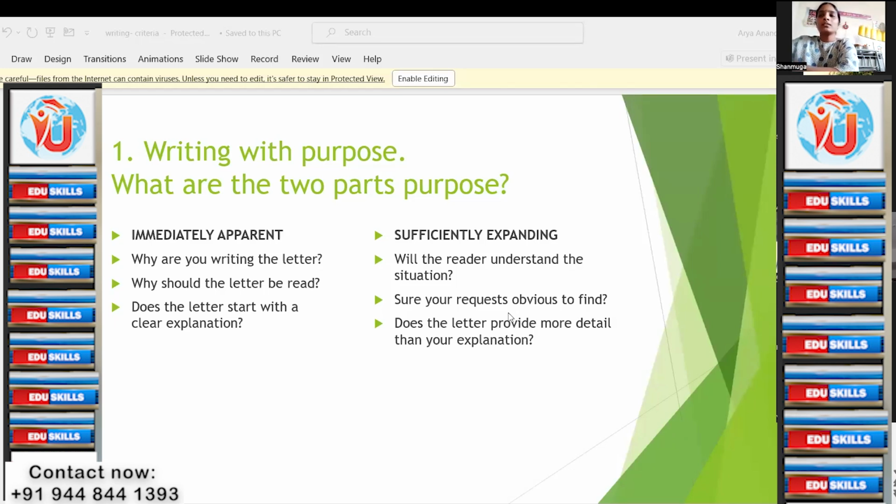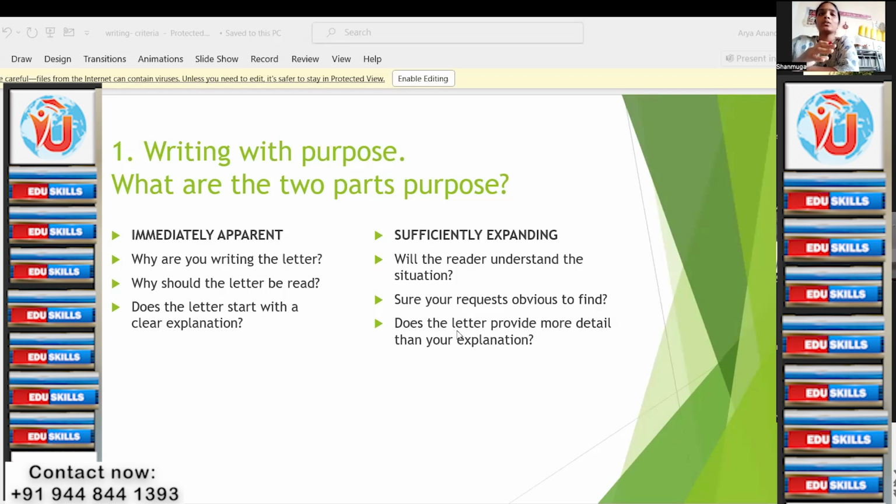Moving on, in this section, will the reader understand the situation? What information needs to be included in a letter to understand the situation clearly? And how obvious is the request to find? Is it hiding, or is it clear? If you are giving information, is it clear to everyone to read, or is it hidden or indirectly said like that? Think about sufficiently expanding.